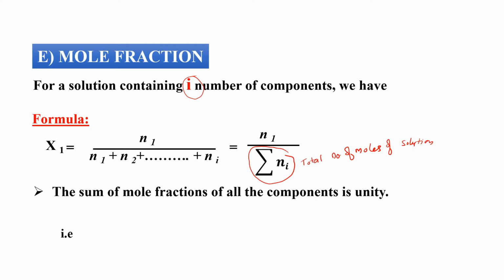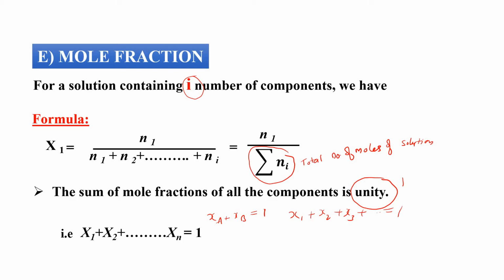The sum of mole fractions of all components will always be 1 only. It will be unity. That means when you take, for example, mole fraction of A plus mole fraction of B, it should always be 1. Likewise, mole fraction of 1, plus mole fraction of 2, plus mole fraction of 3 and so on, should always be 1 only. Even if we have n number of components in the solution, the mole fractions of all the components should always add up to 1 only.